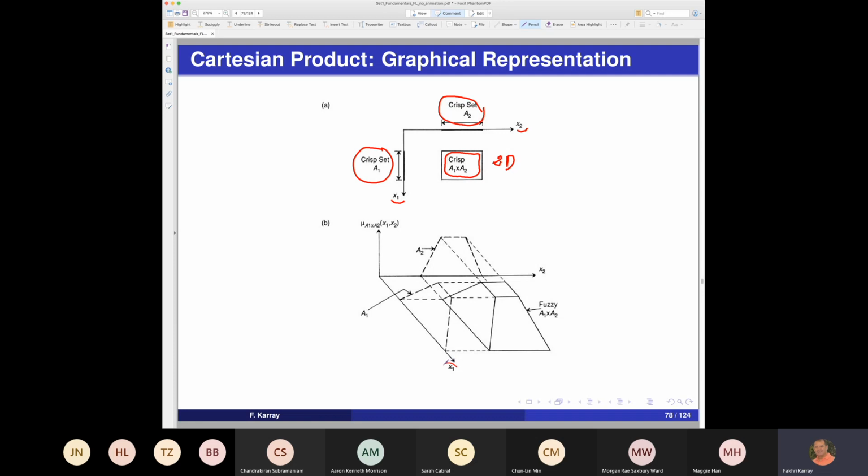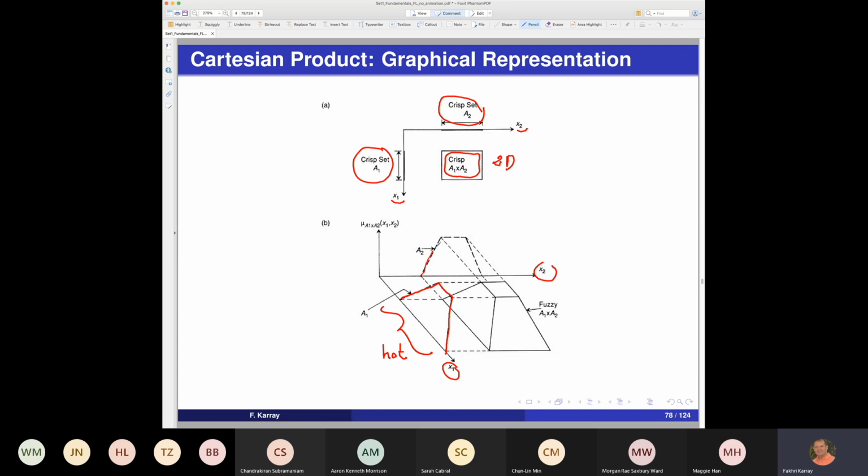So let's suppose that this is the universe of discourse X1, and this is the universe of discourse X2. Over a particular area of X1, we have, let's say, temperature hot. So this could be a hot temperature. And temperature hot on a universe of discourse given by a fuzzy set system is represented by a membership function. As you may have guessed, it is of a trapezoidal form. So this is the trapezoidal format of this membership function over the universe of discourse X1.